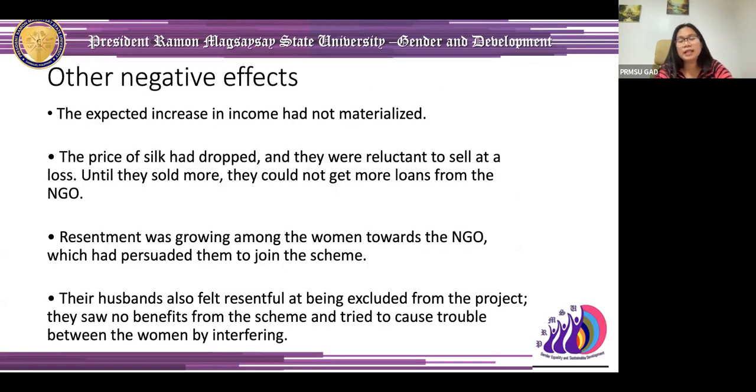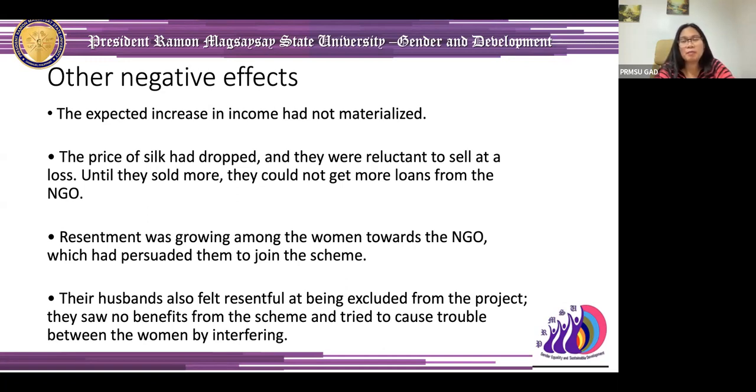Now, ano pa yung mga naging negative effects? So let's also analyze. Other negative effects, the expected increase in the income had not materialized. The price of silk had dropped and they were reluctant to sell at a loss. So malulugi lang sila.